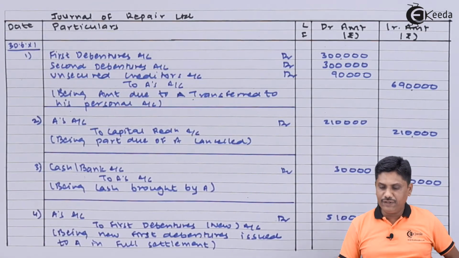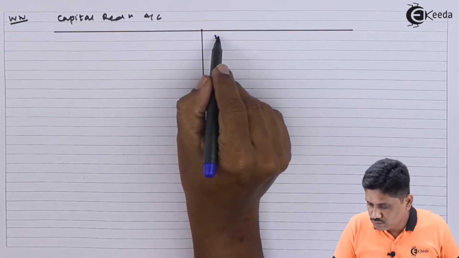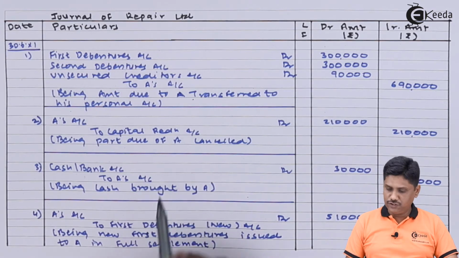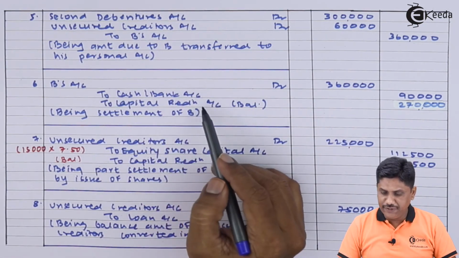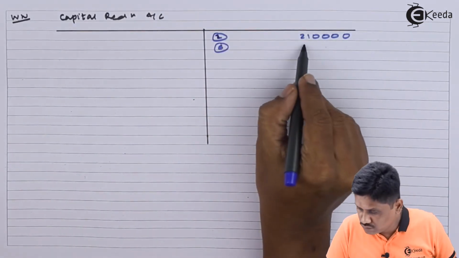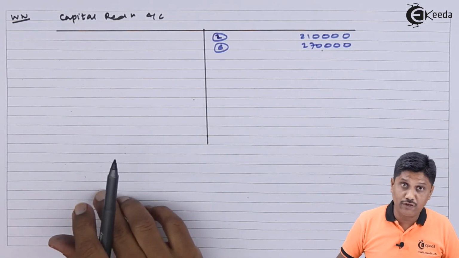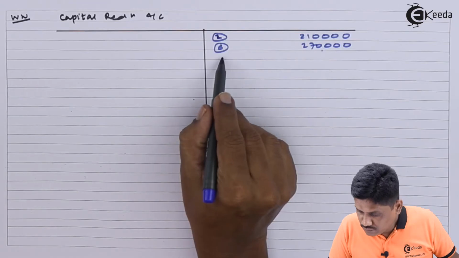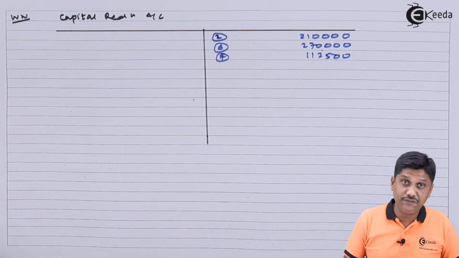Friends, you can notice entry number 1 capital reduction account is not there. Entry number 2 capital reduction account is credited with rupees 2,10,000. Entry number 3 capital reduction account is not there. Entry number 4 not there. Entry number 5 not there. Entry number 6 capital reduction account is credited with rupees 2,70,000. Let's see the next. Entry number 7 capital reduction account is again credited with rupees 1,12,500. So it is credited. Let us see further entries.